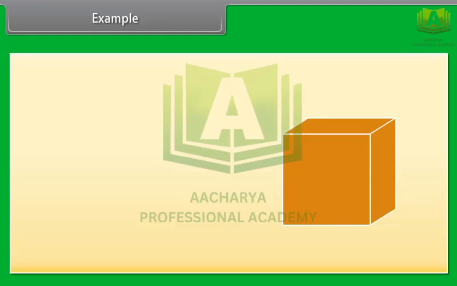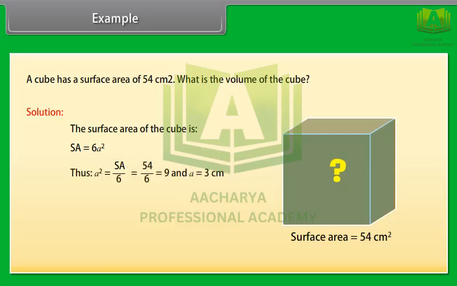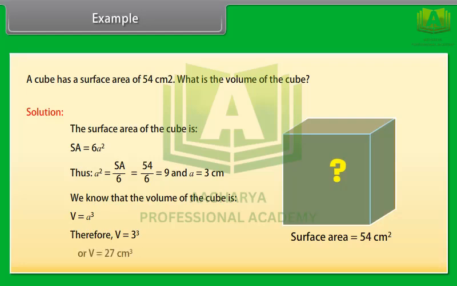Let's now solve an example to find the volume of a cube. A cube has a surface area of 54 square centimeters. What is the volume of the cube? Solution. The surface area of the cube is SA equals 6A square. Thus, A square is equal to SA upon 6, which is equal to 54 upon 6, which equals 9, and A is equal to 3 centimeter. We know that the volume of the cube is V equals A cube. Therefore, V equals 3 cube, or V equals 27 centimeter cube.